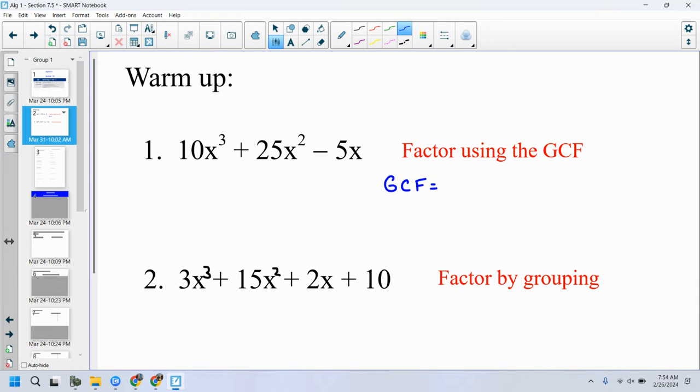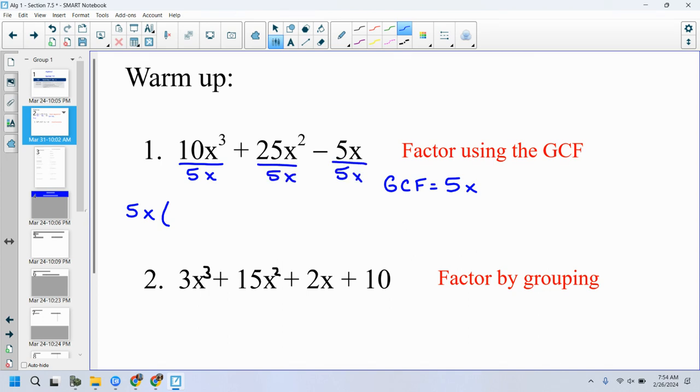Now, in this case, it's just an x to the first. But if this was x to the 10th, x to the 9th, x to the 8th, right? That would be an x to the 8th as my lowest power. So just remember that. There were some of those on the GCF portion of the homework that I think were getting a couple people confused. So we got 5x here as my GCF. Now, remember, what do we do with the GCF? We put it on the outside, and then we divide it through.